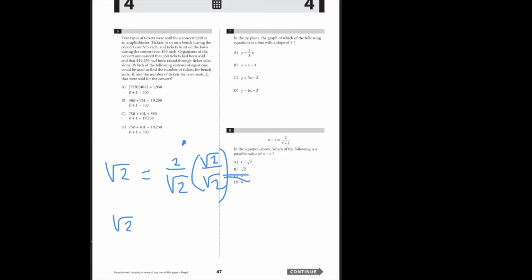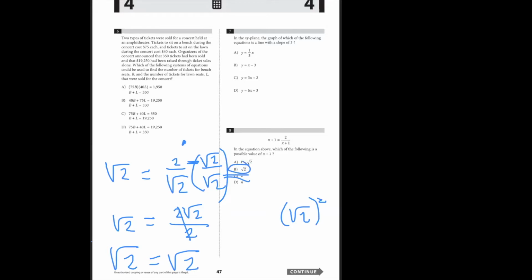When you do that, and I'm going to answer the question right now, you end up getting 2 radical 2, because you have to multiply the numerators over radical 2 times radical 2. And any radical squared is just the number inside. These two cancel out. So radical 2 is equal to radical 2, which means that B has to be the answer.